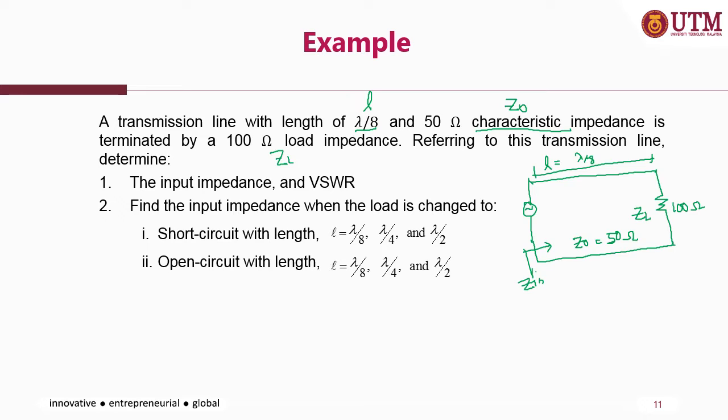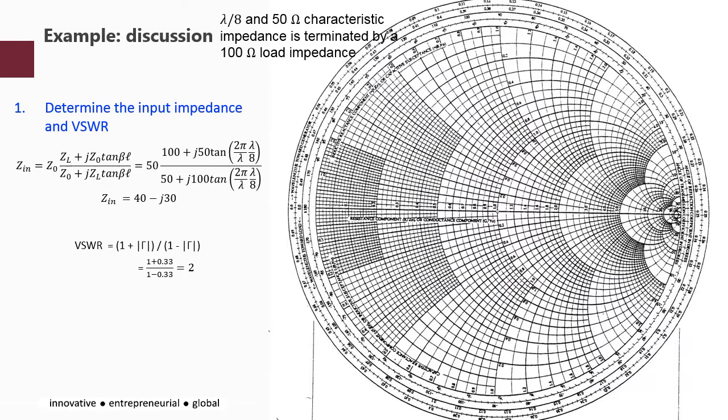The question asks you to determine the input impedance Zin and VSWR. Then find the input impedance when the load is changed to short circuit and open circuit, and also with variations in the length of the transmission line. Let's use the Smith chart and compare with the calculation that you performed in the earlier example.